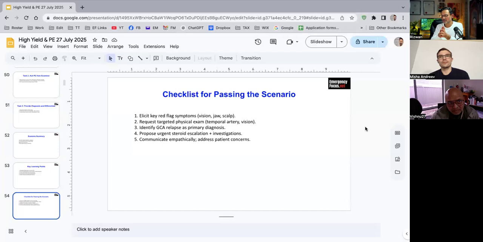And the patient's already got an established diagnosis of giant cell arteritis. Oh, sorry. A previous rheumatological condition. The giant cell arteritis relapse is a complication of that rheumatological condition. Thank you, Dr. Rizwan. No problem, sir.